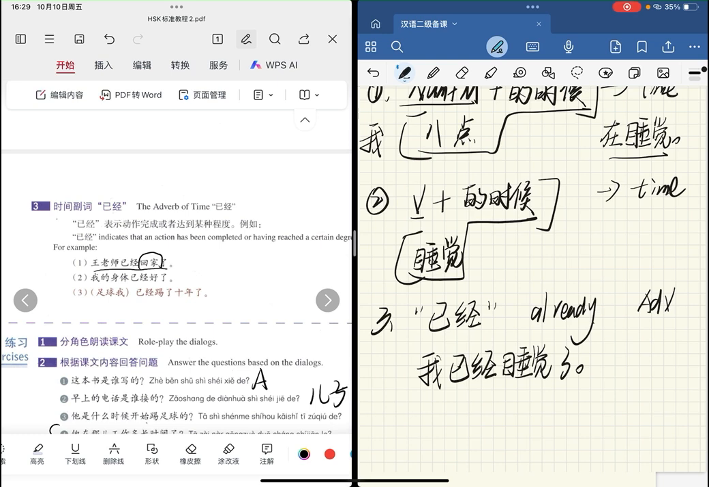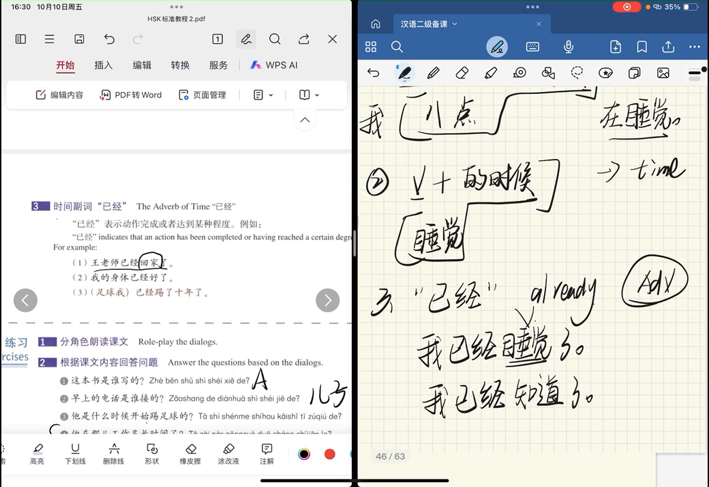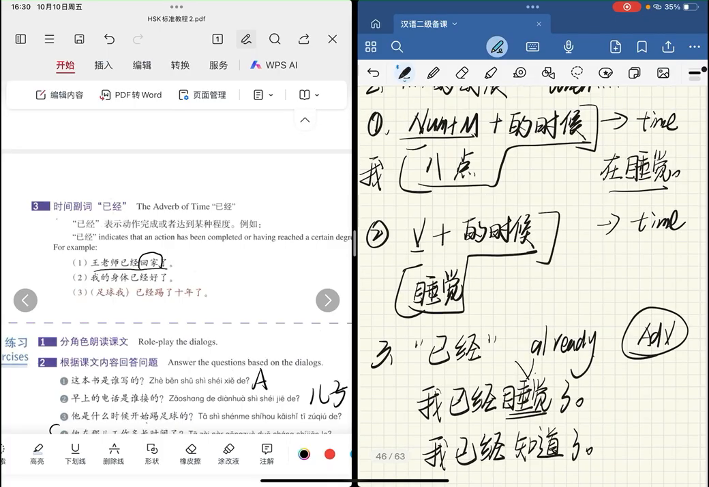I already know. 我已经知道了。So this is 已经。We need to know the position of 已经。We put 已经 before the verb because 已经 is an adverb of time. Okay, that's the end of the grammar points.